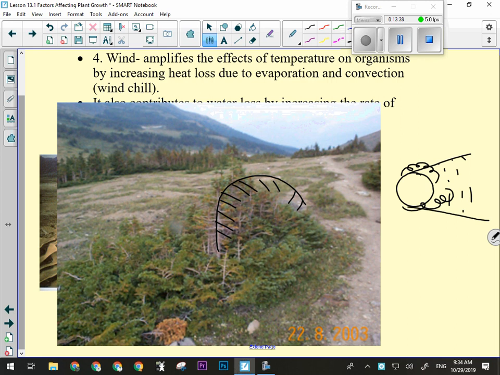The reason it drifts is because there's a sudden change in the pattern and speed of the wind, and that causes anything suspended in the air to fall because it can't be supported by the moving air anymore, and that's what creates big drifts.